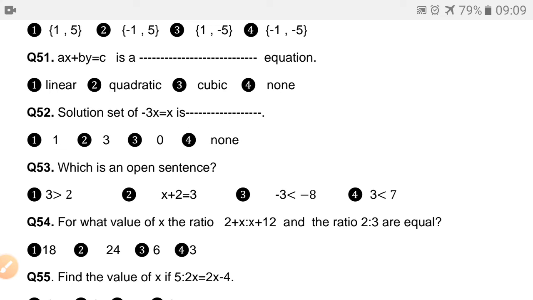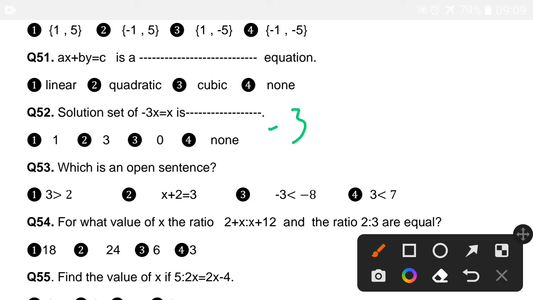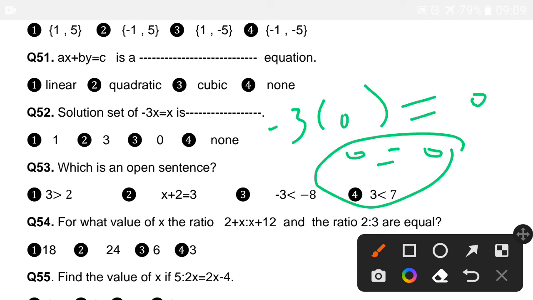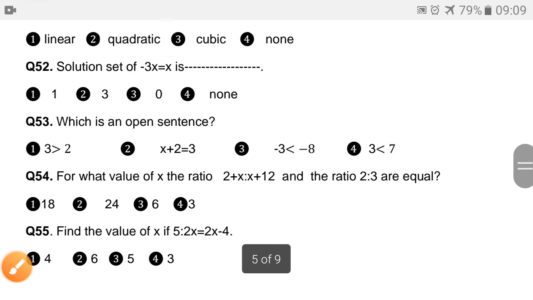Question number 52 is the solution set of minus 3x is equal to x. So the only possibility to satisfy this equation is that we have to put x equal to 0. So if we put x equal to 0, both sides will become 0. Otherwise it's not possible to equalize both sides. So x equal to 0 is the solution of this given equation.